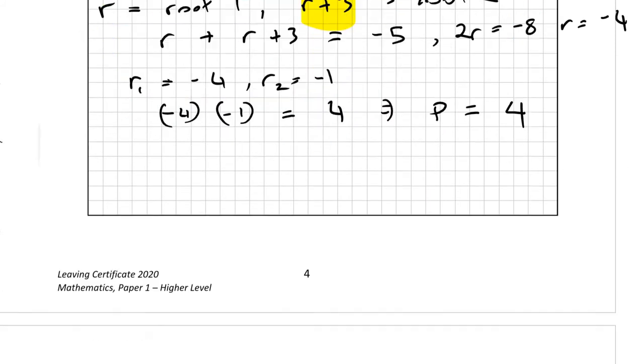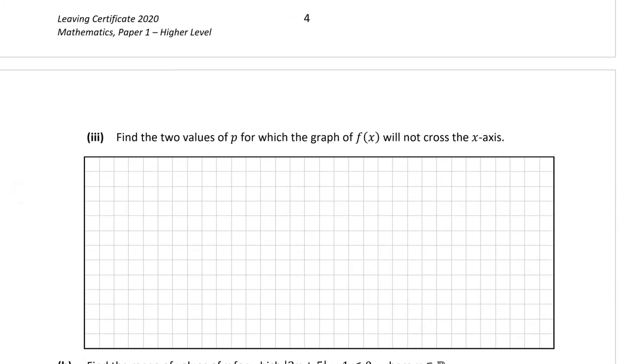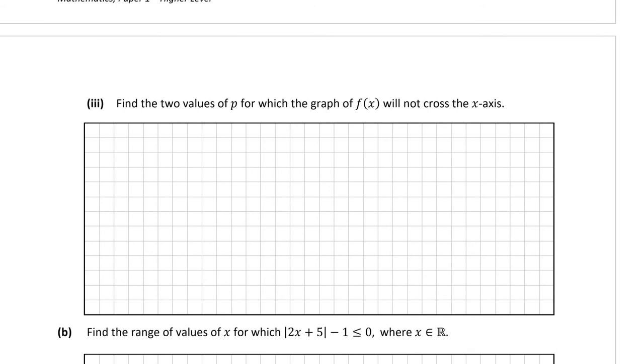Okay, we'll go on to the next question now. Find two values of p for which the graph of f of x will not cross the x-axis. So we're asked about a situation like this. It doesn't cross the x-axis. If it doesn't cross the x-axis, then there are no roots that are real numbers. Remember, a root is a value where our function crosses the x-axis. So therefore there are no roots that are real numbers.